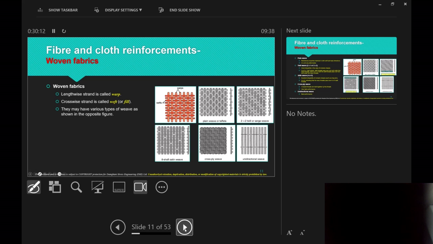The way these wefts and warps interact with each other, we could have different configurations. It's essentially like being a tailor, and how you create different fabrics. I'll explain what I mean by that.